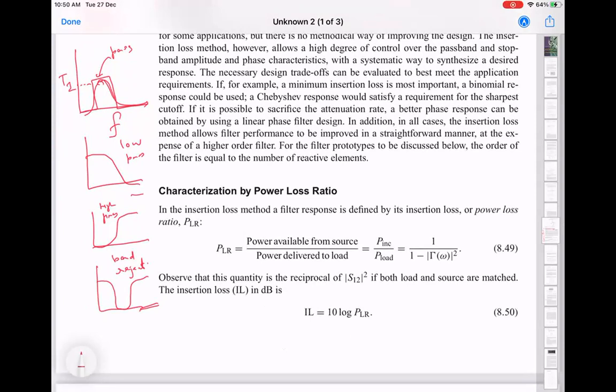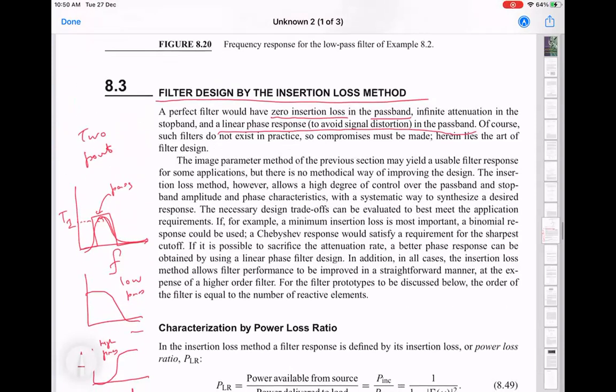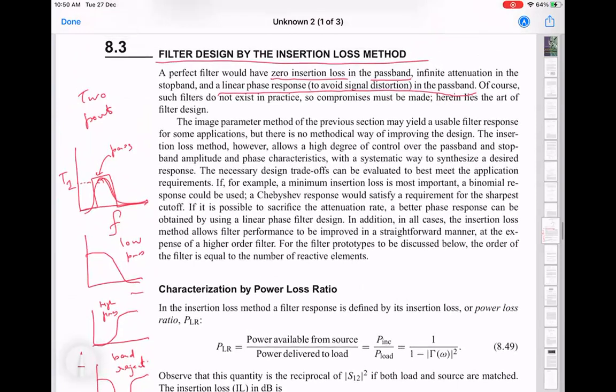Okay. So here, when they say insertion loss method, they're essentially saying that I want to define transmission versus frequency. If you take the opposite of that, that's the insertion loss, right? So how much loss it is getting to go from one port to the other. If you define that as a function of frequency, that defines your filter. So here we're going to choose certain nominal shapes for this frequency response and try to construct circuits which will give you that particular response.